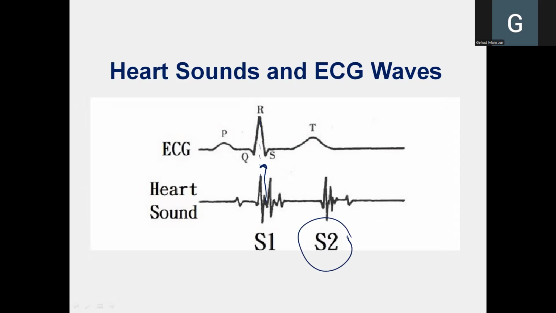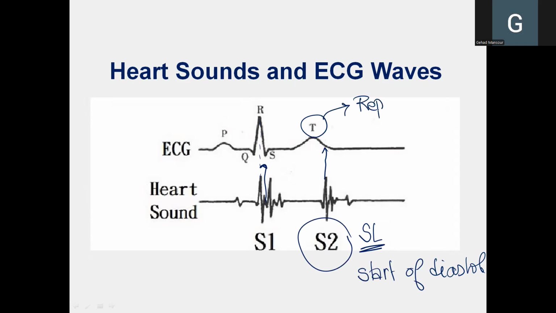Similarly, when does S2 occur? S2 is the closure of the semilunar valves. The semilunar valves start closure at the start of diastole, when the ventricles relax. So it's very logical that S2 comes just after T, because T represents what?